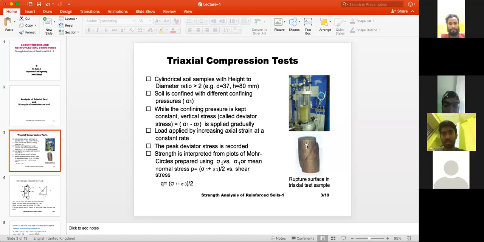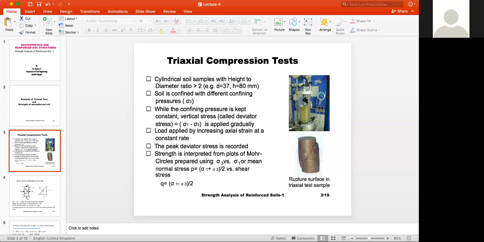This sample we prepare and load in the triaxial shear stress chamber. In this chamber, generally, we apply the cell pressure. Once you load the sample in the chamber, we apply the cell pressure. The soil is confined with a confining pressure. That is called the cell pressure, sigma 3.